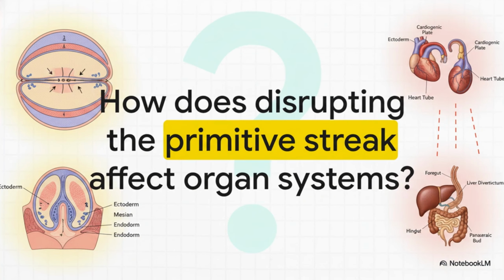So let's end with a question for you to think about. Considering that the primitive streak is the gateway for forming both the mesoderm and the endoderm, how might a disruption in its function completely derail the development of an entire organ system, like the cardiovascular or digestive system? This link between a fundamental process and its clinical outcome is really at the very heart of what embryology is all about.